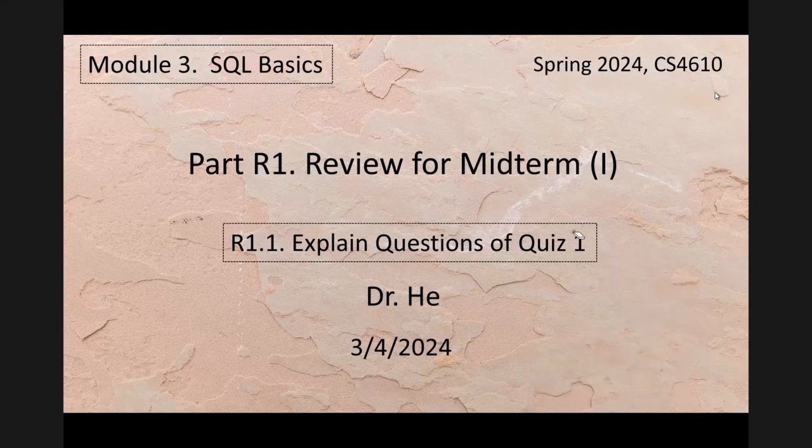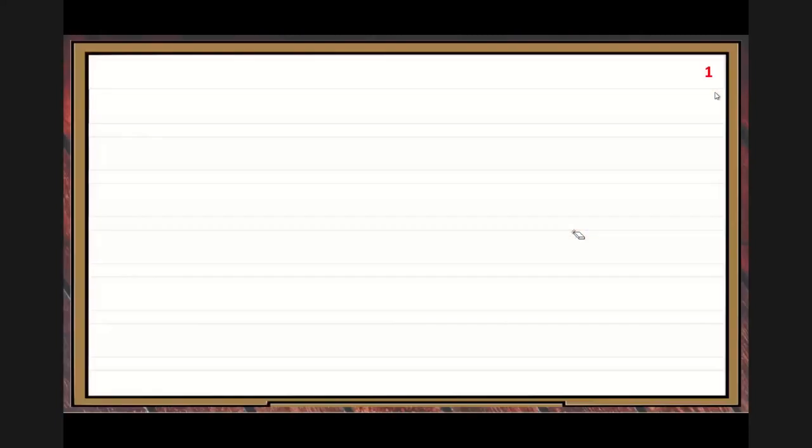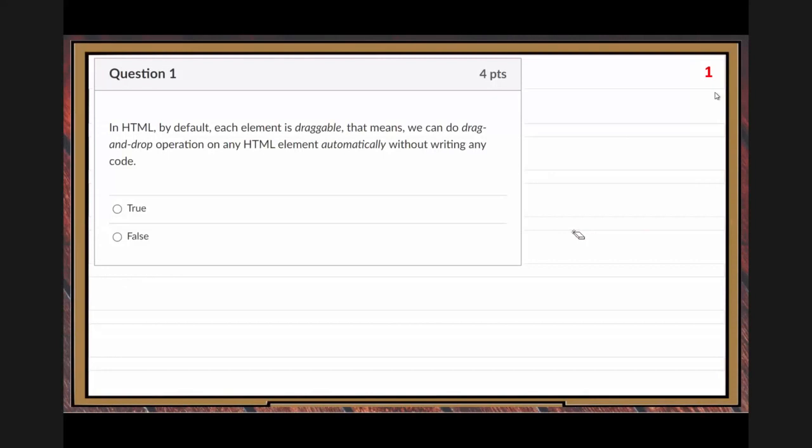so let's do the questions one by one. Some easy questions I just pass quickly. All right, first question. By default, each element is draggable. No. In HTML, by default, not draggable. Okay? We need to write code. We need to use JavaScript functions to use the event handling.